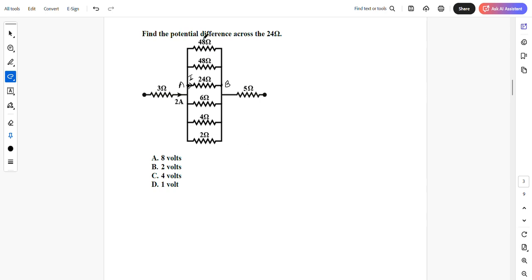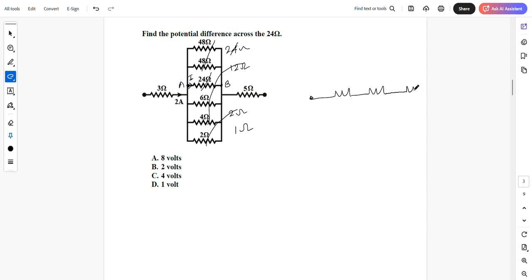Now before that, 48 ohm in parallel with 48 ohm gives how much? 24 ohm. Again 24 ohm in parallel with 24 ohm gives 12 ohm. 12 ohm in parallel with 6 ohm gives 12 into 6 over 18, that is 4 ohm. 4 ohm in parallel with 4 ohm gives 2 ohm. 2 ohm in parallel with 2 ohm gives 1 ohm. Understood?